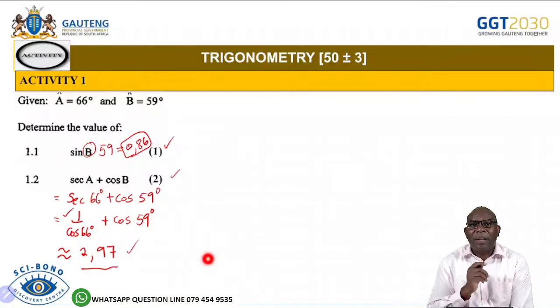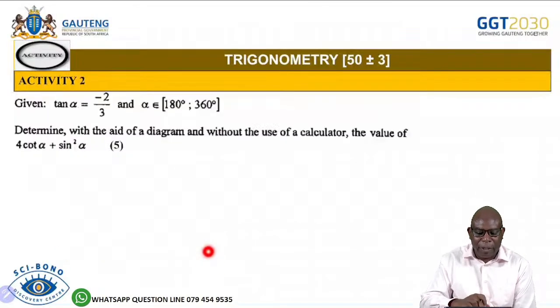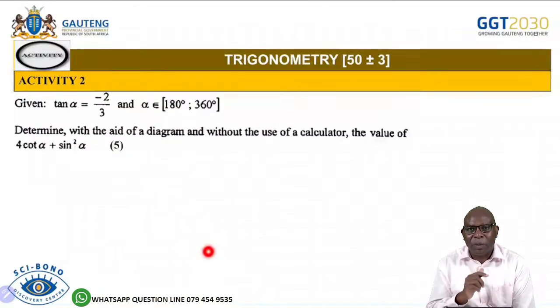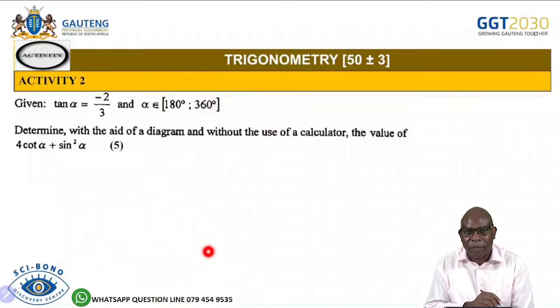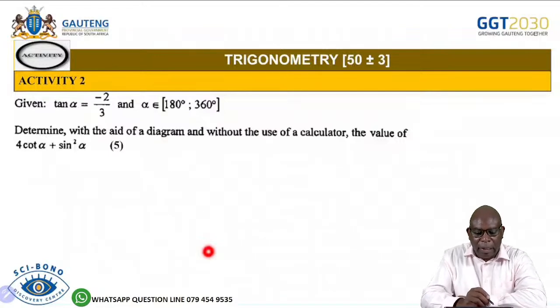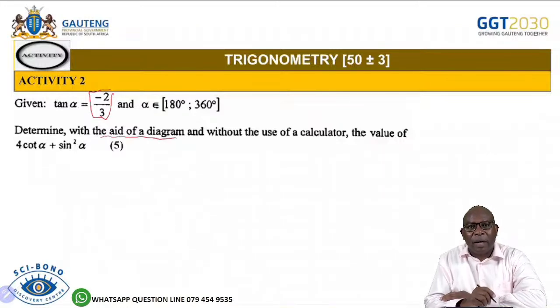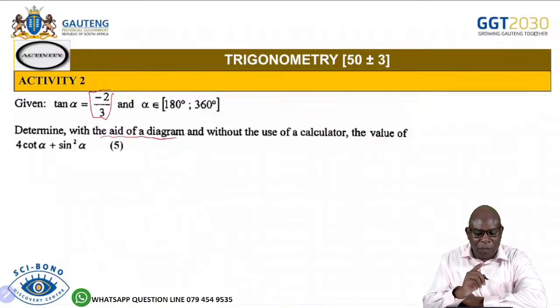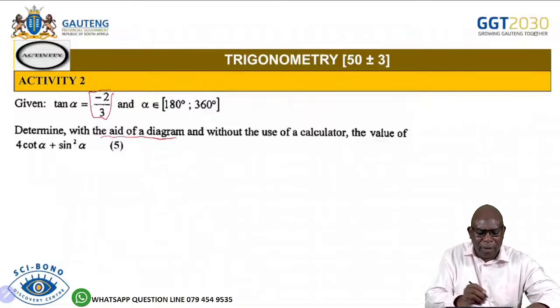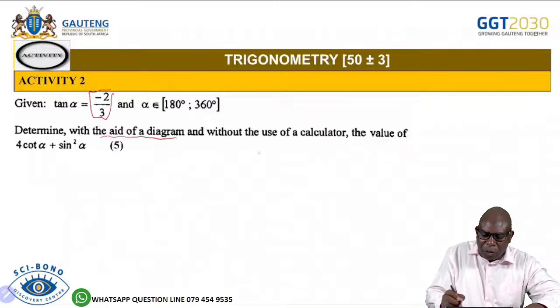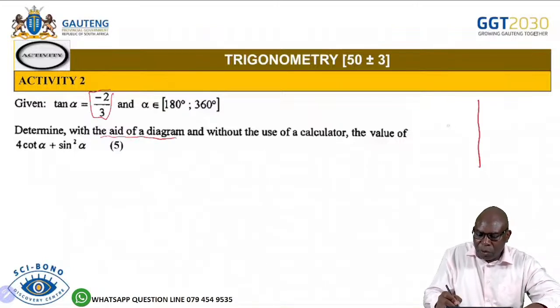Right, I still feel that this question here must be done. Everyone must be able to do this question. When we start with our trigonometry in grade 10, this question is a grade 10 question. You see, they say with the aid of a diagram. So I am drawing a sketch and I'm not using a calculator, which means after I've drawn my sketch, I'm going to draw it here. I'm going to draw my sketch.